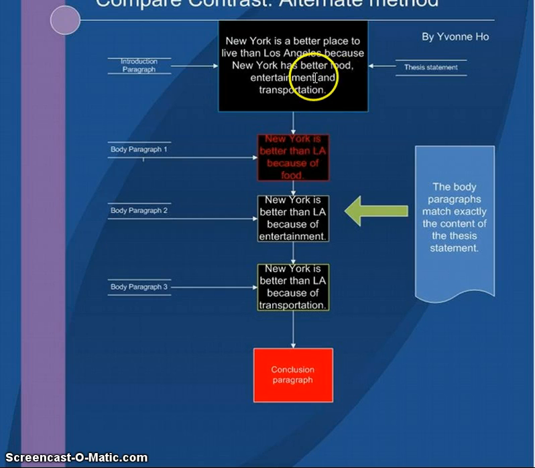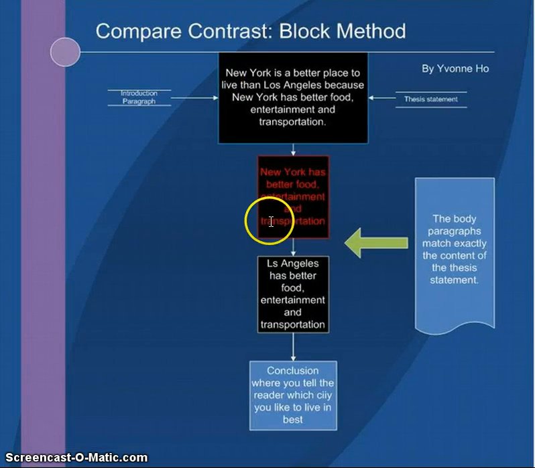So everything matches your thesis statement, whereas in the block method it's all in one paragraph about New York and all in one paragraph about Los Angeles. So when we use comparison contrast, writers who use the comparison contrast technique know that careful planning is required to organize the likenesses and differences into logical patterns.